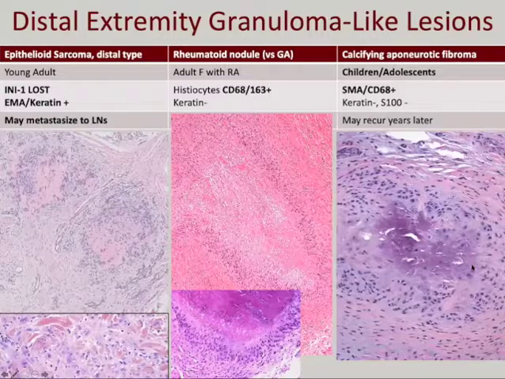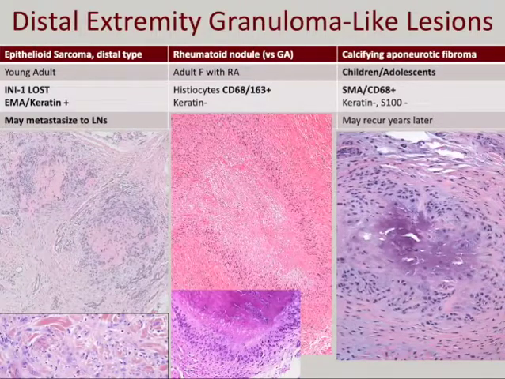I will make us think about these morphologically similar lesions that can occur on the distal extremities of various aged people, including the calcifying aponeurotic fibroma of kids, including the rheumatoid nodule or granuloma annulare of adults, including the worst thing, which you of course want to pick up in adults, is going to be epithelioid sarcoma, which can have a pseudogranulomatous appearance on the distal extremities. But what's going to be different about this? Keratin, keratin, keratin, keratin, keratin. These are histiocytes and sort of myofibroblasts.